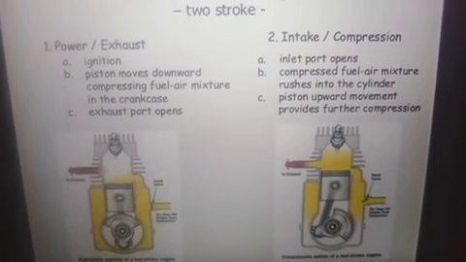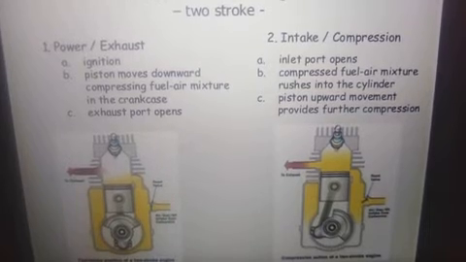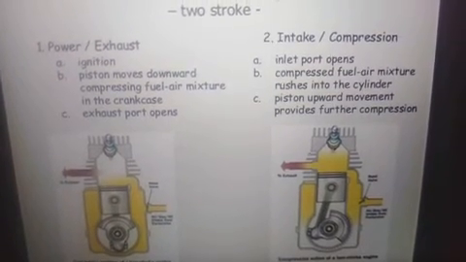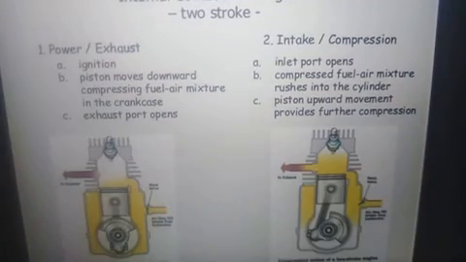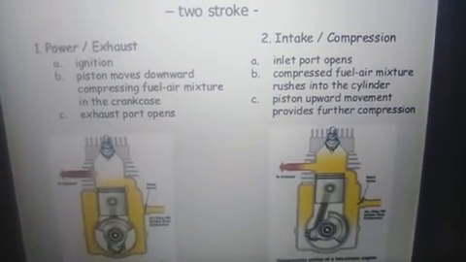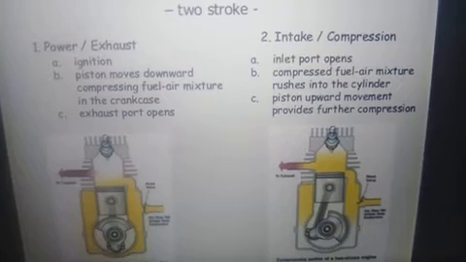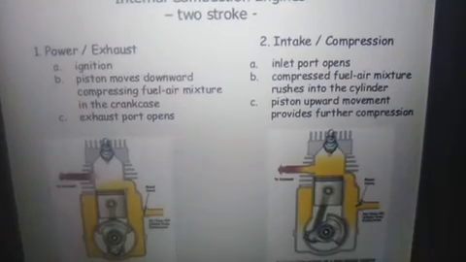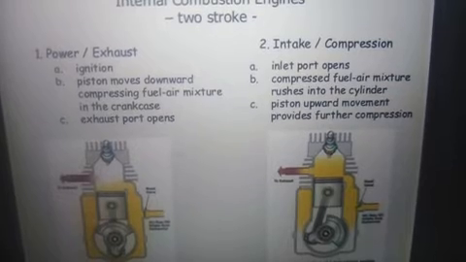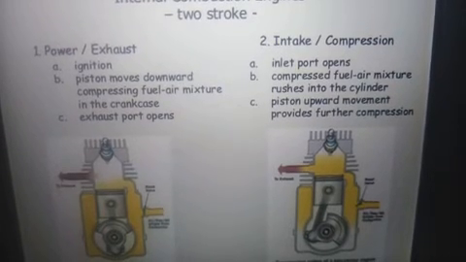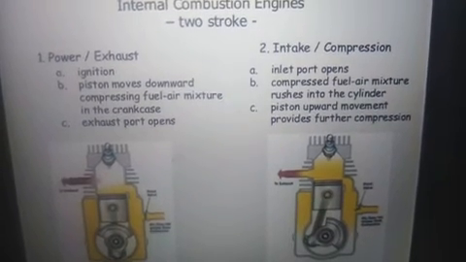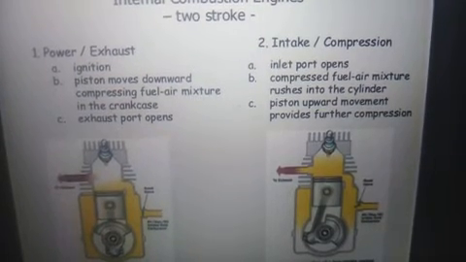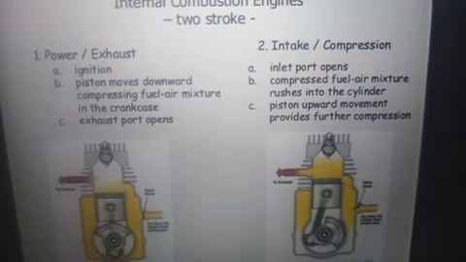Now let us see how the working of two-stroke IC engine is carried out. It consists of a power or exhaust stroke, and intake or compression stroke, that is only in one revolution of a crankshaft, that is 360 degree revolution. The whole complete procedure of combustion takes place in two-stroke engine. One stroke is of 180 degree and another is of 180 degree rotation.